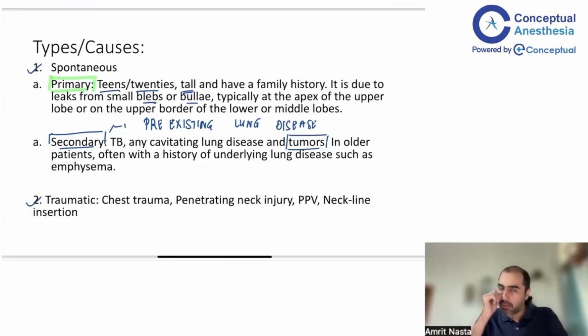They will be having TB of long-standing duration. Suddenly they become very breathless. You auscultate, there is no air entry. You think it is pleural effusion, but it could be a pneumothorax. So these are what are seen in medical patients.